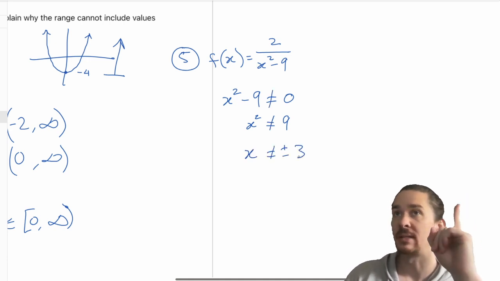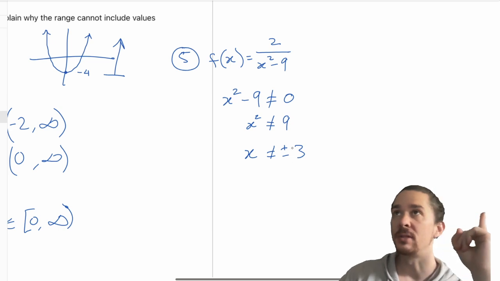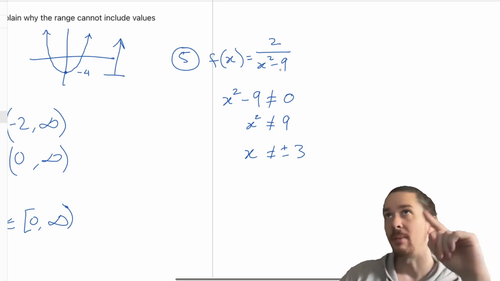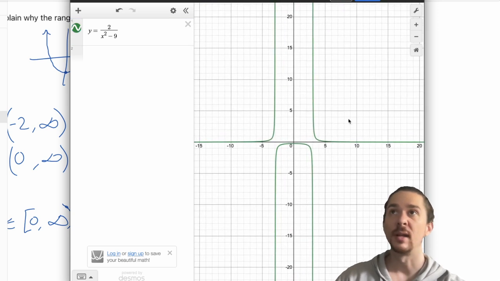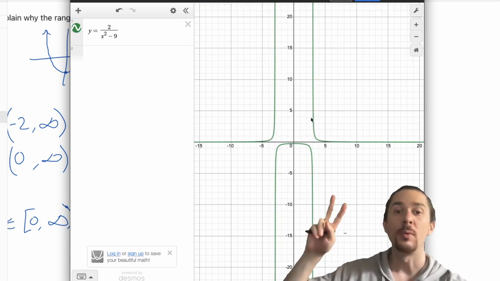There are two values of x that cannot be equal to 2, because if we square either of them, we get 9, and if we then subtract 9, we get a denominator of 0. If we graph this function, this is what it's going to look like. And what you'll see is that there are what we call vertical asymptotes.